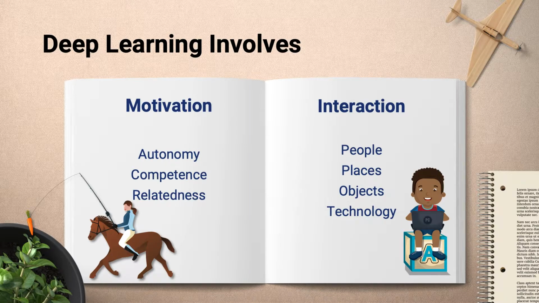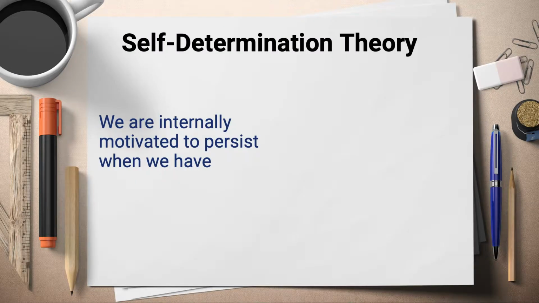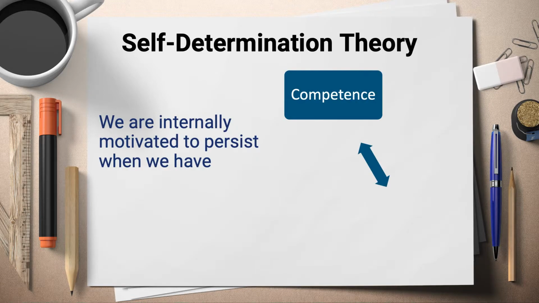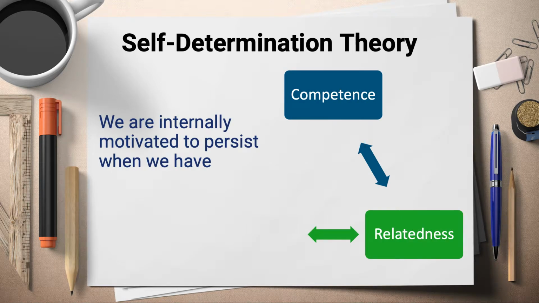In my last video, I talked about how learning involves both motivation and interaction. A major component to motivation, or that desire or drive to learn, is emotional. To understand that emotional component, I introduced self-determination theory, or SDT. SDT states that we are internally motivated to persist in a task, such as learning, when our basic fundamental needs are met: competence, relatedness, and autonomy.